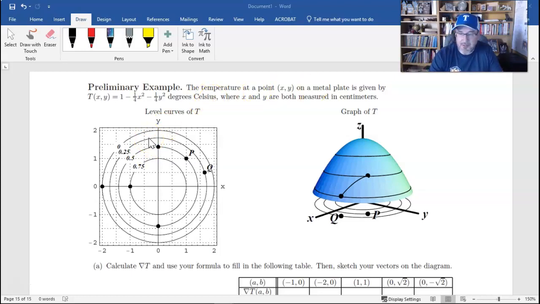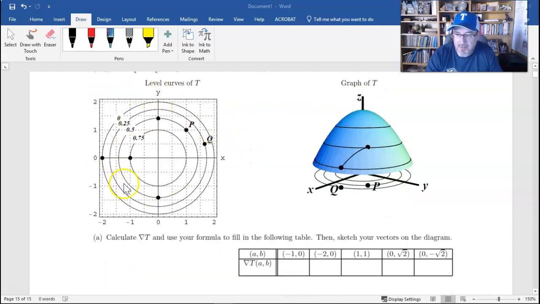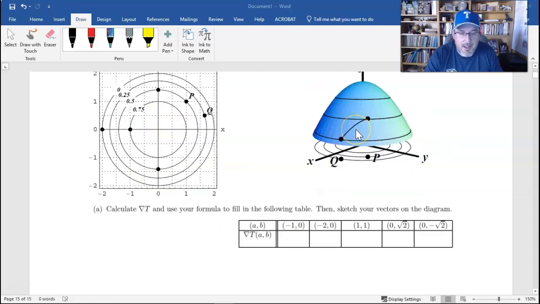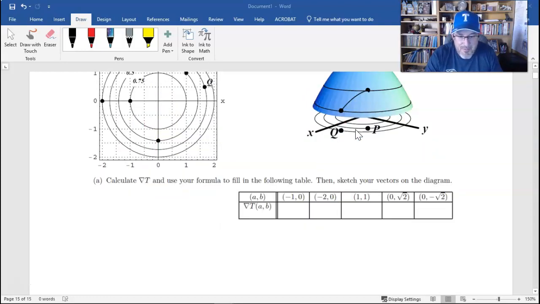So imagine maybe a metal plate with some source of heat underneath it, and the temperature of that metal plate changes maybe as we get further and further away from the source of the heat. And so location X and Y, temperature T. X and Y are measured in centimeters, the temperature is measured in Celsius. And look, they've given us a contour plot as well as a surface plot. Thank you very much. We'll use them as needed.